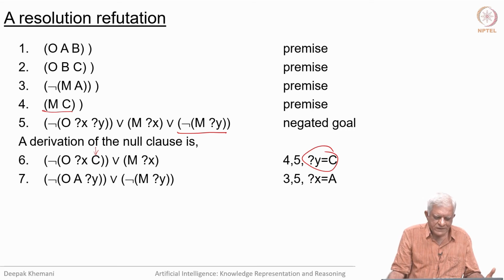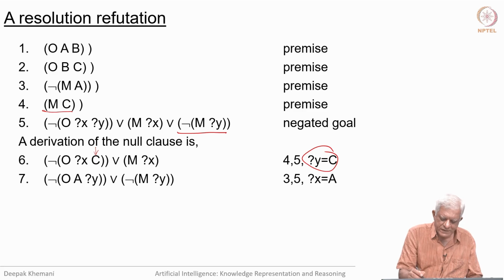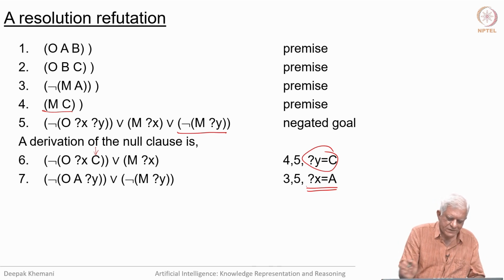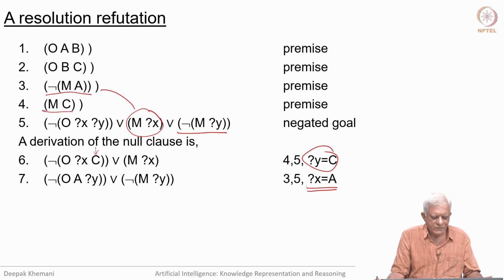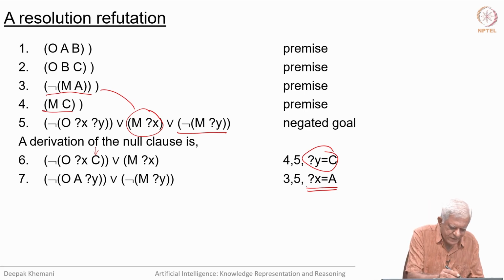Similarly, from 3 and 5, what is 3? 3 says a is not m. Now, in formula number 5, if we say that x must be a, that is, substitute x with a, then we can cancel that not m a with this one here. This gets cancelled with this. So, we are left with the other two disjuncts in the clause, and this y has carried forward here essentially.